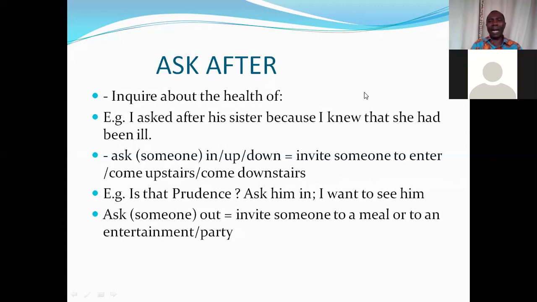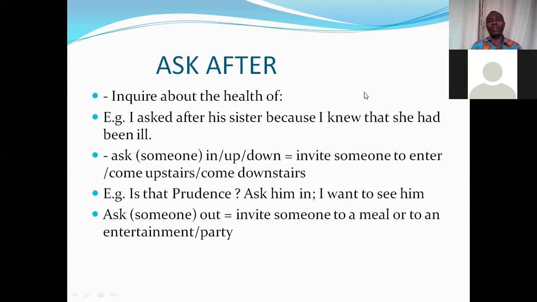Do you get the point? Ask him down means ask him to come downstairs. Ask him up means ask him to come upstairs. Ask him in, ask him up, ask him down. So you should know how to use this expression accordingly. Good.